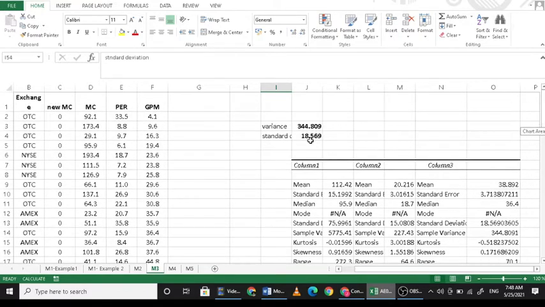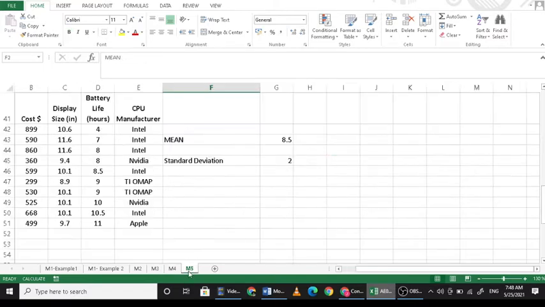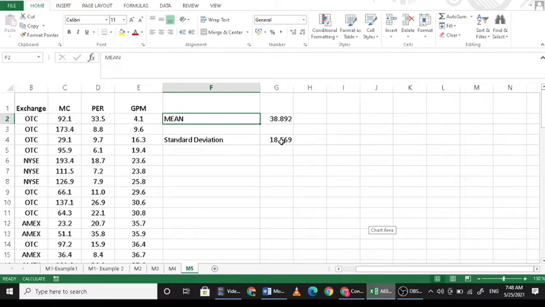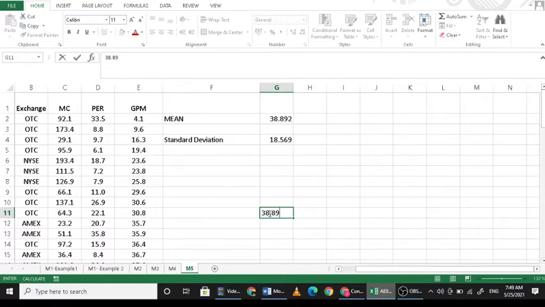And it's 18.569 for the first example. Okay, so you are going to use both to show you how to create a normal distribution table. Okay, so first class, you have to create using Excel. First you have to identify the mean. Okay, so the mean is 38.892. Then, we stated earlier that the range to the left is minus your standard deviation, then to the right, that's plus your standard deviation. So you simply do this.